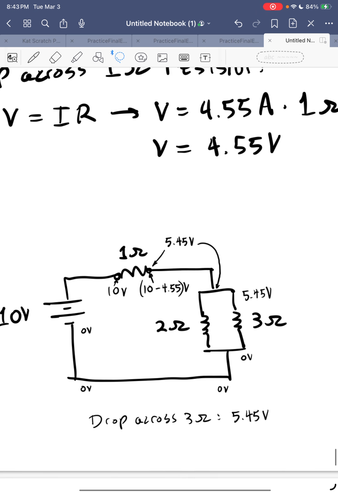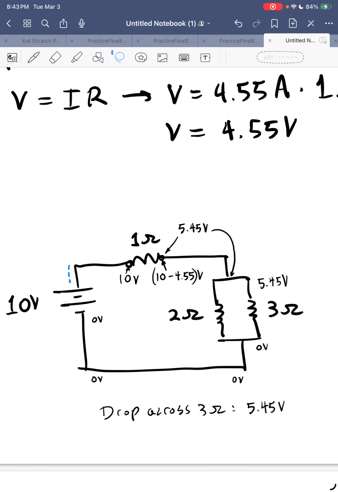So let's zoom in on this diagram just so you can see it. It's 10 volts all the way up to that point right there. Then it drops 4.55 volts. Well, 10 minus 4.55 is 5.45. So right at this point here, it's 5.45 volts. And now that must be the voltage right up to that point on the start of the 3 ohm resistor before it drops. So it drops from 5.45 volts to 0 volts. So the drop across the 3 ohm resistor is 5.45 volts.